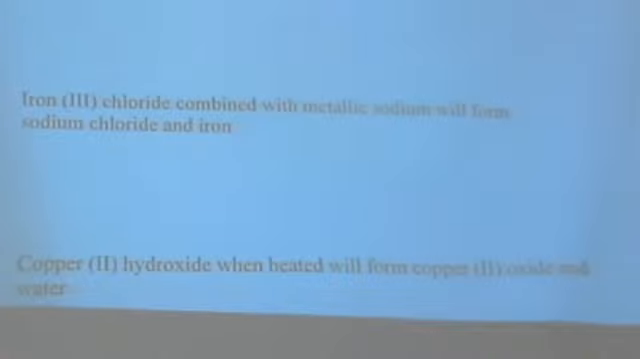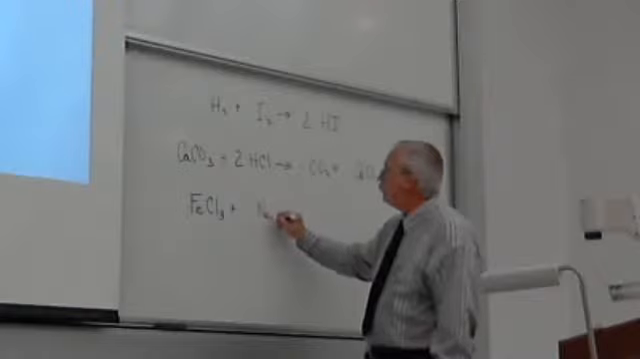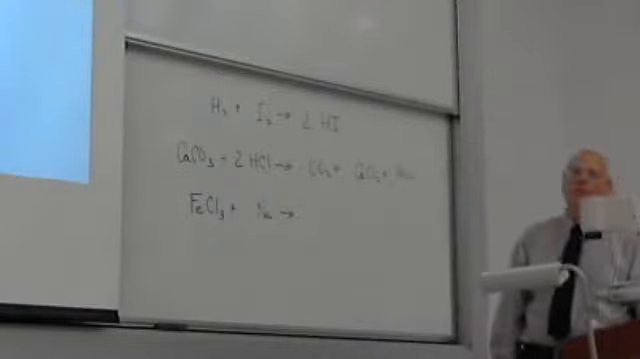Okay? So iron 3 chloride, what's that 3 telling you? Iron's a +3, chlorine is -1. So it must be FeCl3. We're combining that with metallic sodium, which is just Na. We are reacting that, and it's going to form sodium chloride.